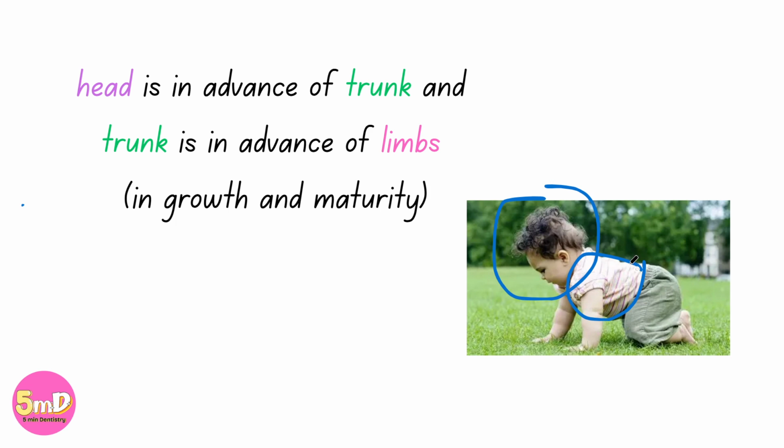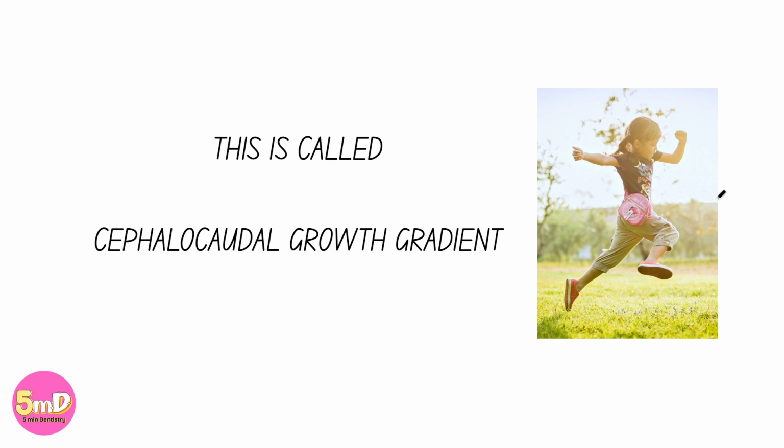As in a baby, you could see they gain head control first, before they gain trunk control, before they start to walk. So, in terms of this, the cephalocaudal growth gradient is formed. Here, as you could see, as they progress towards childhood, the head remains almost the same size, whereas the trunk and the limbs grow extra.